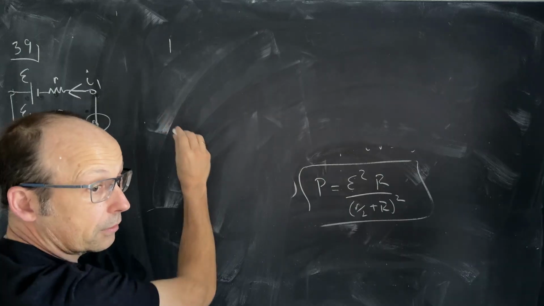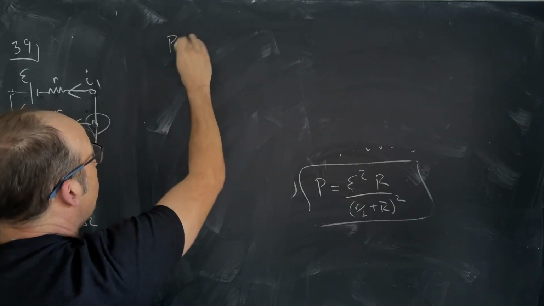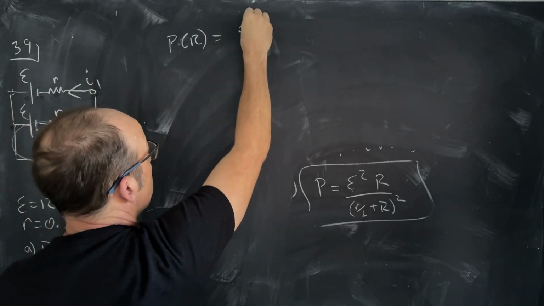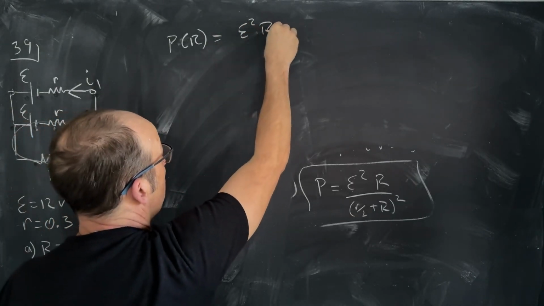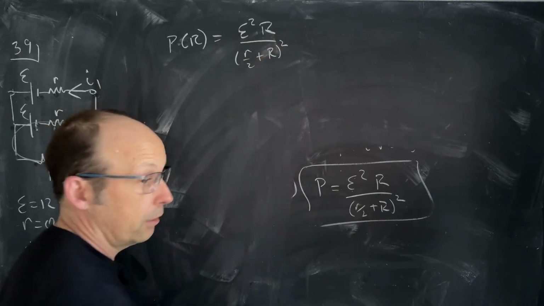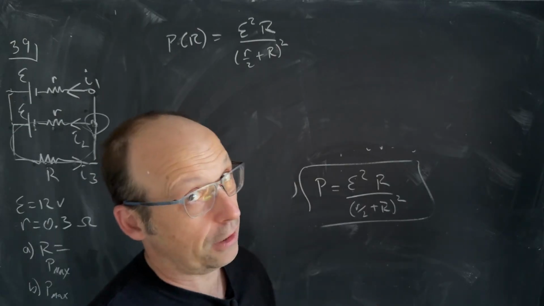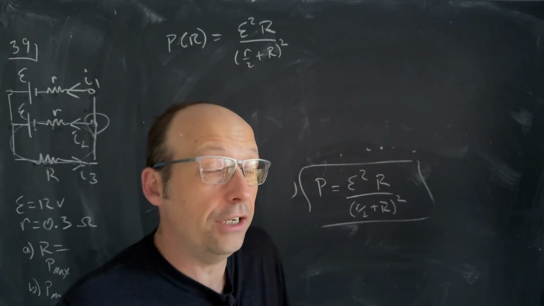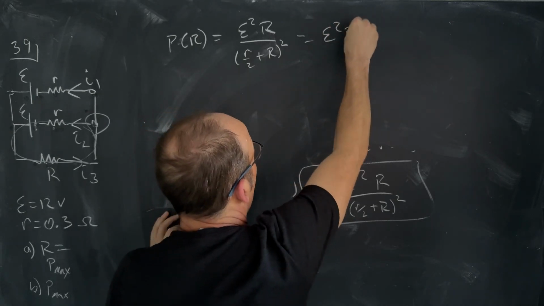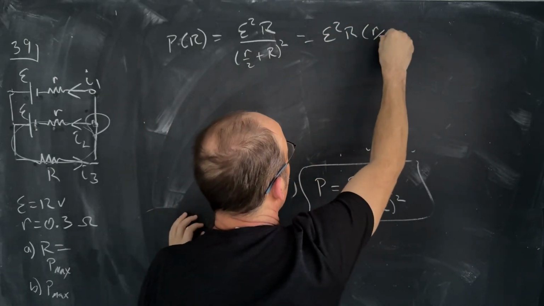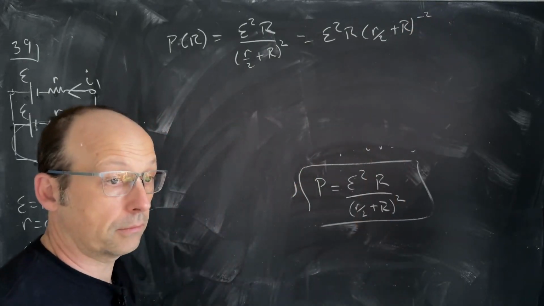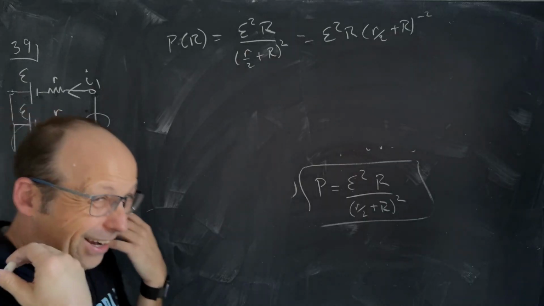Am I on the screen? Yeah. P, and I'm going to put P of R, since it's a function of R. It's equal to a constant, E squared R over (r over 2 plus R) squared. Now I'm going to take the derivative, and I don't like the quotient rule because I never remember it. So I'm going to change this. You don't have to change it, I'm going to. I'm going to write this as E squared R times (r over 2 plus R) to the minus 2, because then I can think about things better.